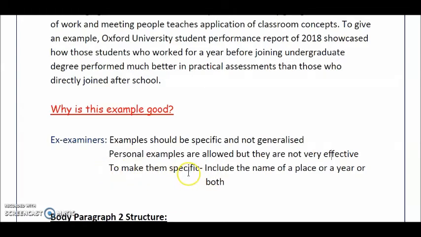The third thing is to make them specific. So now we are going to see how to make them specific. You can include the name of a place or a year or both. So what did we do in this example? We included the name of a place, Oxford University, or you can just say an institute over here, and we gave a year, 2018. So we made our example specific, we made it non-personal, and we made it very relevant to our explanation. So it makes this example very effective, and it will help you gain really good bands, especially if you're aiming for a 7 or above.